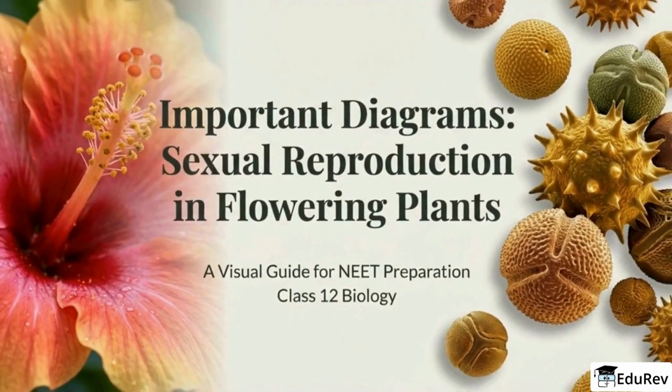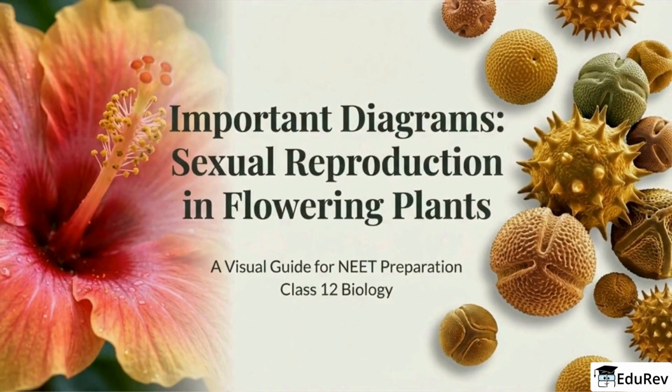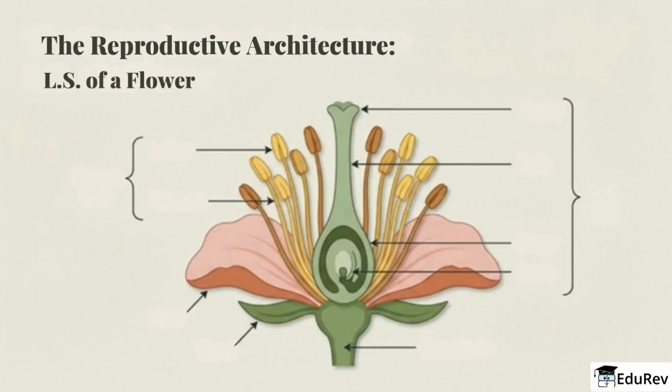Today we'll explore sexual reproduction in flowering plants, focusing on the structures and processes you need to understand for class 12 and NEET. We'll move from the big picture of flower organization right down to the cells and events that give rise to a new plant. Begin with the reproductive architecture of a flower.